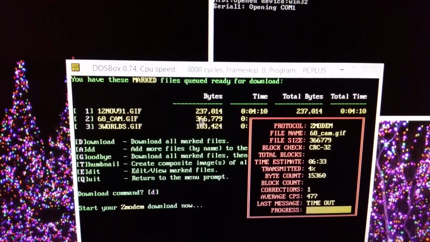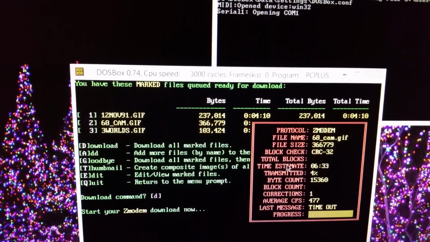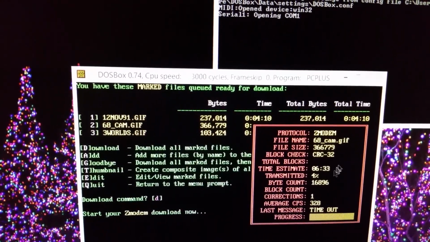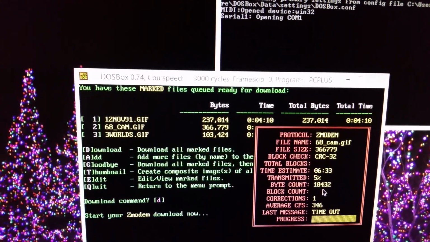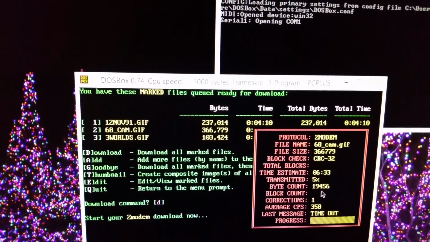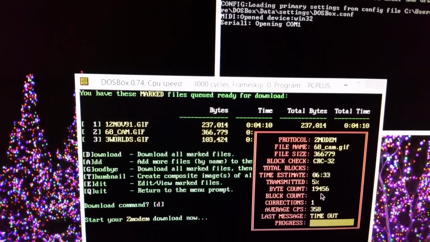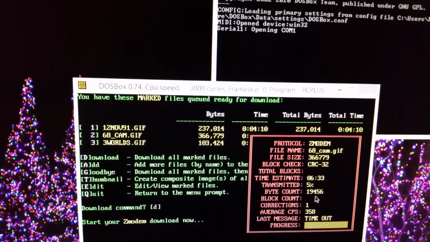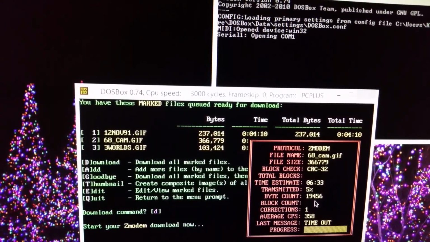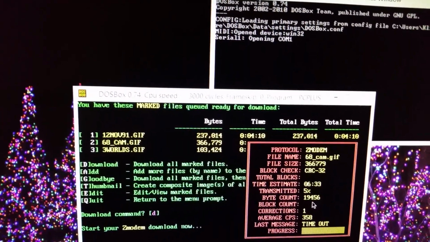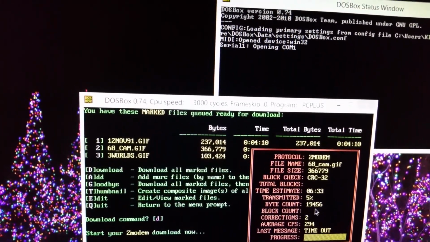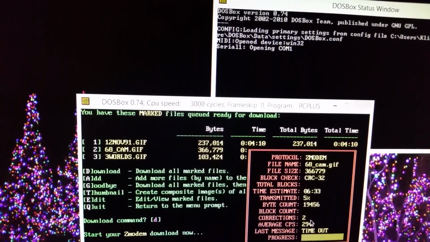This file is a 366 kilobyte file of a 68 Camaro. There, the transfer has picked back up again. And now the modem is renegotiating. When it's actually working, you can see that it's making a connection of about 1 kilobyte per second, approximately.